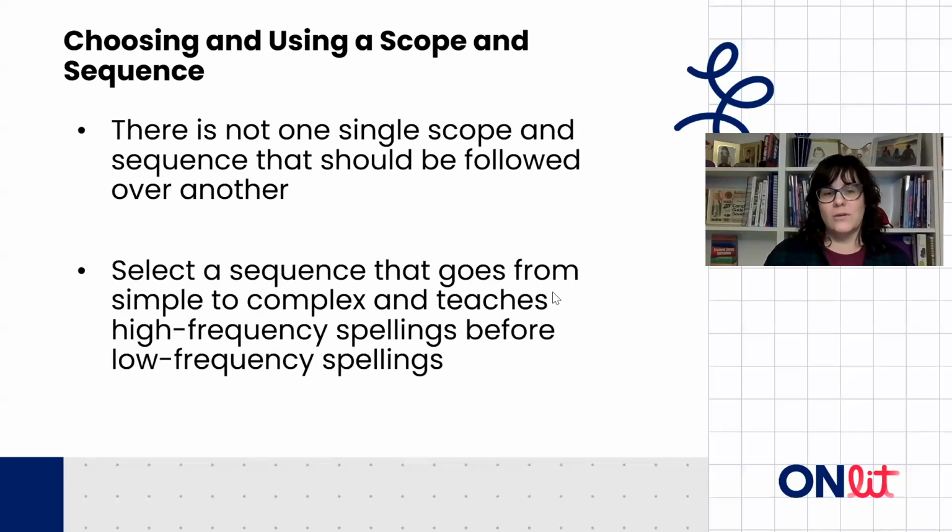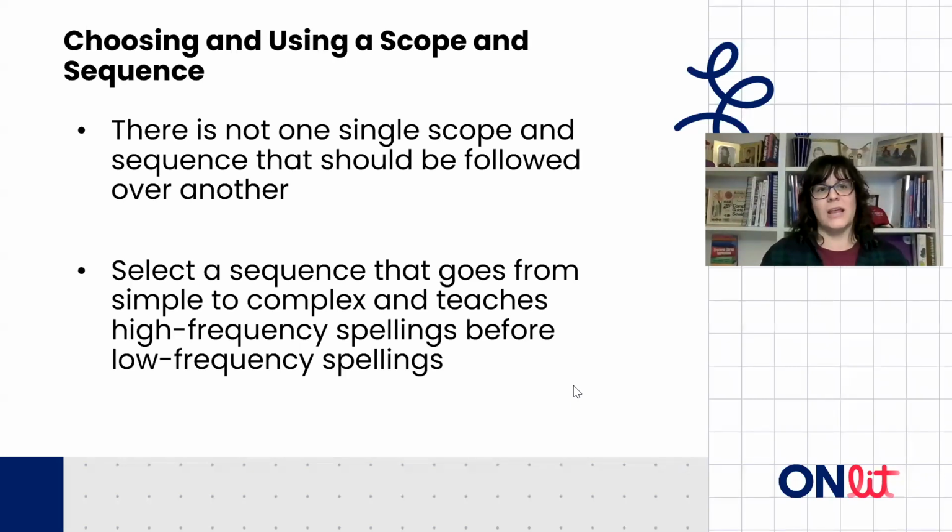You want to make sure that your scope and sequence goes from simple concepts to complex and teaches those high frequency spellings before their low frequency spellings. Again, if you're using a commercial product, chances are that has already been determined for you. So I took my diagnostic data, which told me that I needed to start at digraphs, even though they were part of the SK1 continuum, and that they were kind of ready for blends.